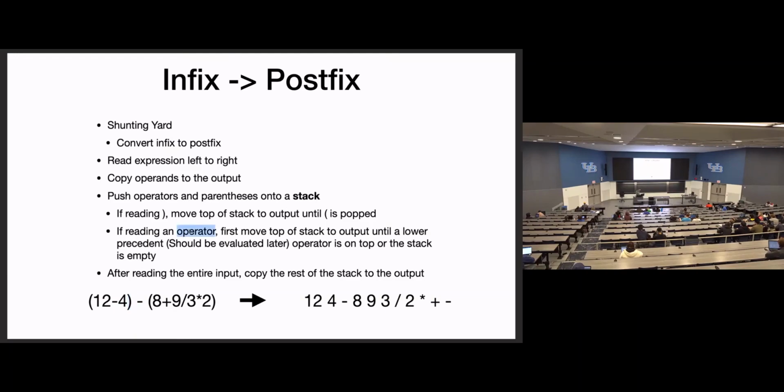And whenever we read an operator, we're going to pop from the stack and copy the stack to the output until the top of the stack is an operator with a lower precedence. Do I say lower or higher? Lower precedence, meaning an operator that should be evaluated after the one we're currently considering. And at that point, we're going to push the one we're considering onto the stack. Or if the stack's empty, or if an open paren is on the top of the stack. So that's our whole algorithm. Don't worry, we're going to go through this step by step and see how this algorithm is applied. And when we get to the end of the input, just copy everything else that's on the stack to the output.